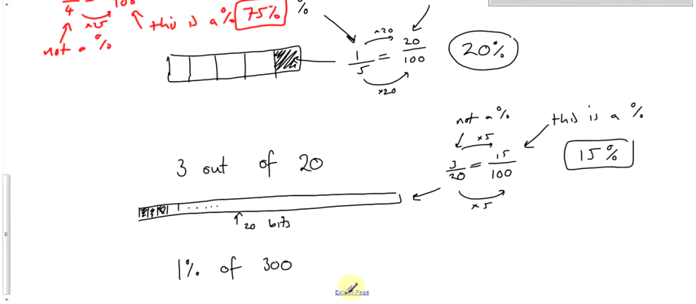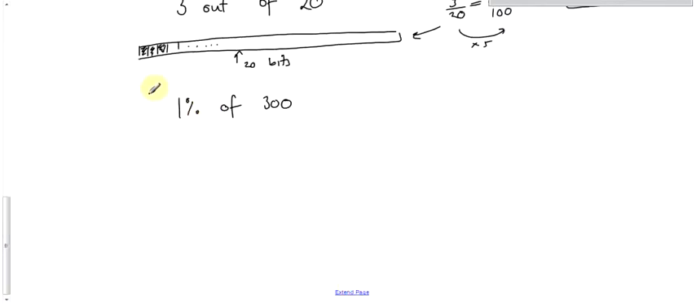Finally, we're just going to look at this example here. We're going to look at 1% of 300.